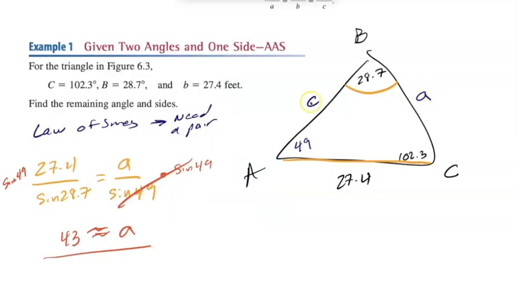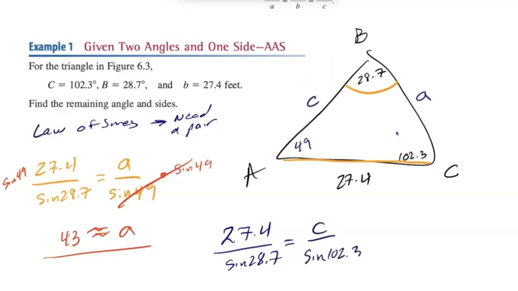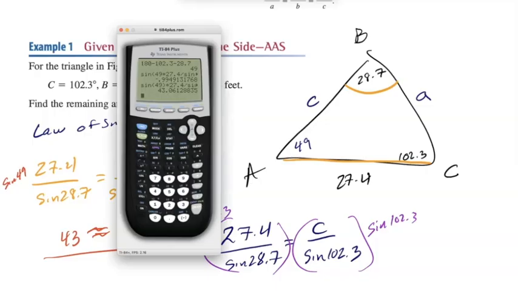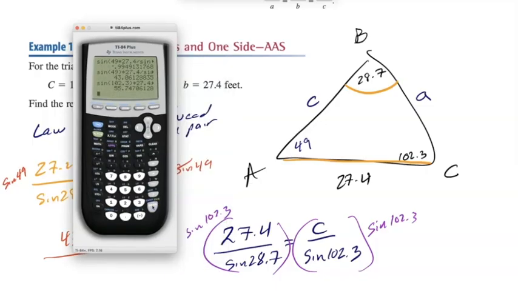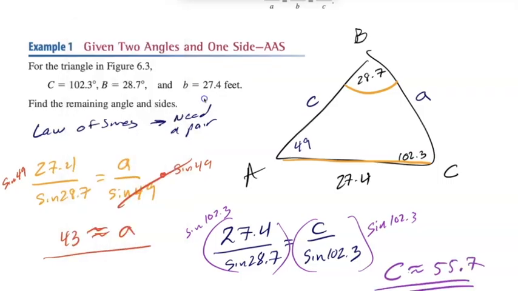Now I've got side a, and I've got to find side c. We're going to do the exact same thing: 27.4 over sine of 28.7, but now we solve for c, c over sine of 102.3. I just want to get c by itself. I could cross multiply, or just multiply both sides by sine of 102.3. I put it in our calculator again and we get 55.7. I'll just go with 55.7. So there we go. That's how we use the Law of Sines to find the missing sides of a triangle and the missing angle too.